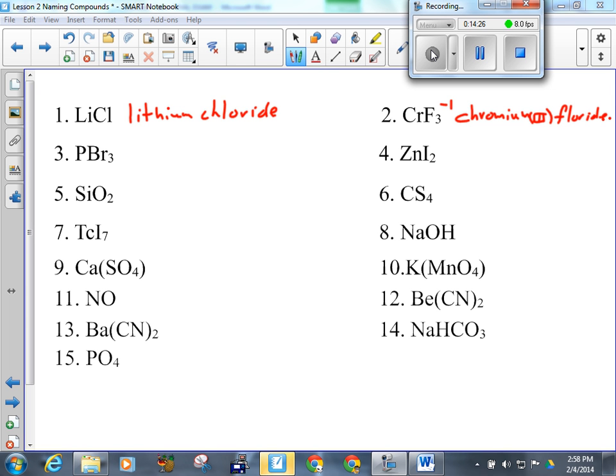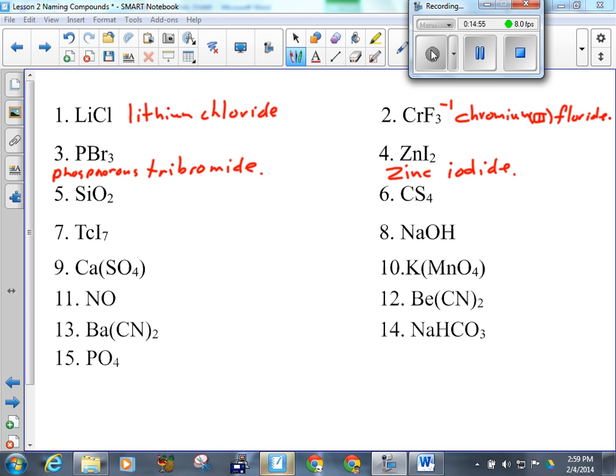Okay, for number 3, we've got phosphorus and bromine, both non-metals. So we've got phosphorus tribromide. All right, for number 4, we've got zinc and iodine together. Zinc is a metal, iodine is a non-metal, so this is ionic, and we have zinc iodide.